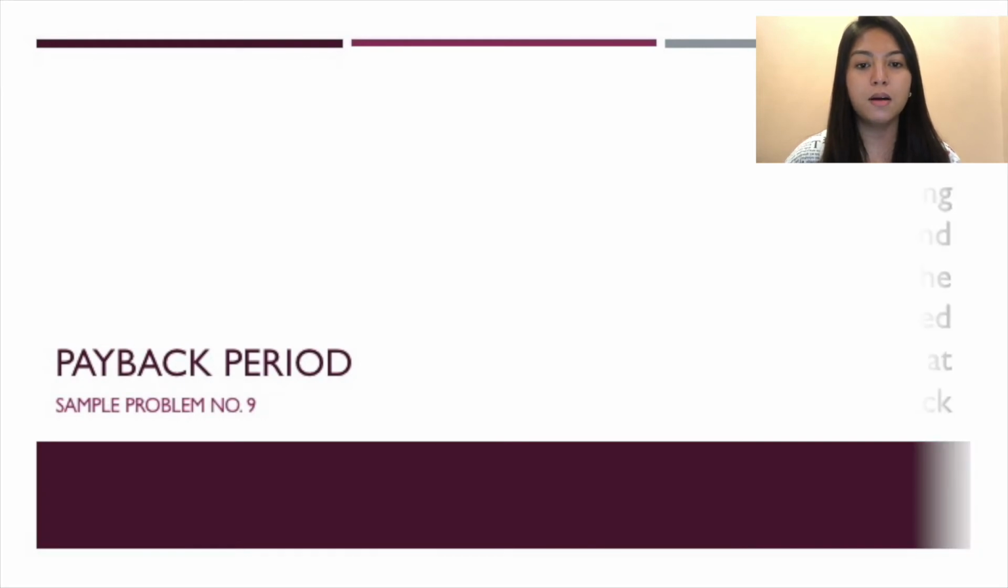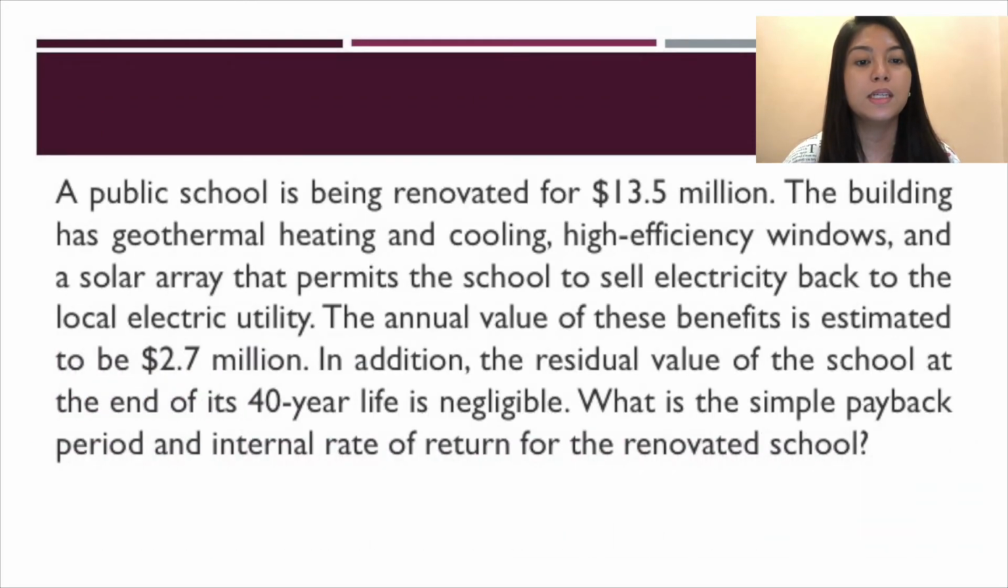Payback period. We are given here a sample problem that states a public school is being renovated for $13.5 million. The building has geothermal heating and cooling, high efficiency windows, and a solar array that permits the school to sell electricity back to the local electric utility. The annual value of these benefits is estimated to be $2.7 million. In addition, the residual value for the school at the end of its 40-year life is negligible. Now, what is the simple payback period and internal rate of return for the renovated school?